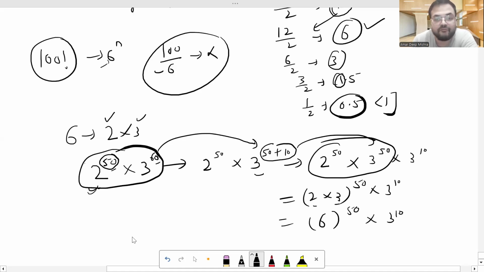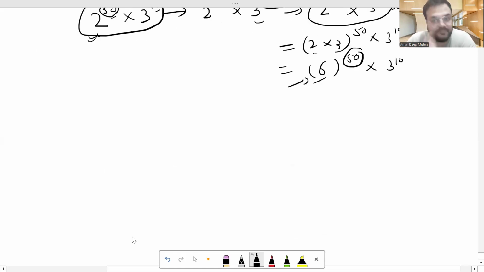You will get 50 6's. Okay, the power of 6 is 50. So I hope this point is also clear to you. Now understand, please look at this concept very carefully. In any factorial, as you move towards the higher prime numbers, their frequency gets lower.